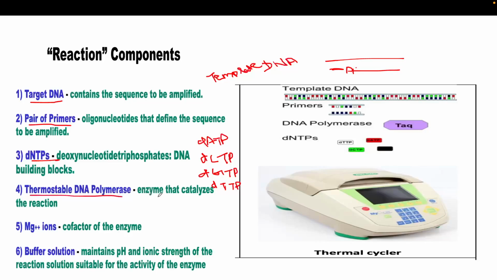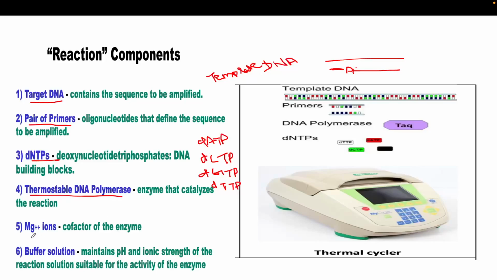So this is the enzyme that catalyzes the reaction. Here we are taking the thermostable DNA polymerase because we are proceeding with our reaction at a very high temperature. For separating the DNA strands we require very high temperature. That's why we require the thermostable DNA polymerase, so that it can work efficiently.